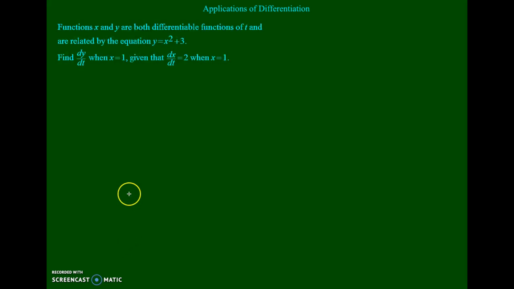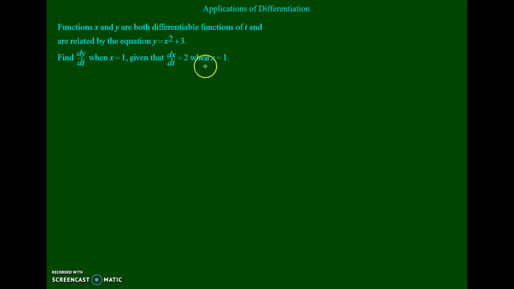In this first problem, it says functions x and y are both differentiable functions of t, that would be time, and are related by the equation y equals x squared plus 3. We're supposed to find dy/dt, that is the rate of change of y with respect to t, when x equals 1, given an initial condition that the rate of change of x with respect to time is equal to 2 when x is 1.